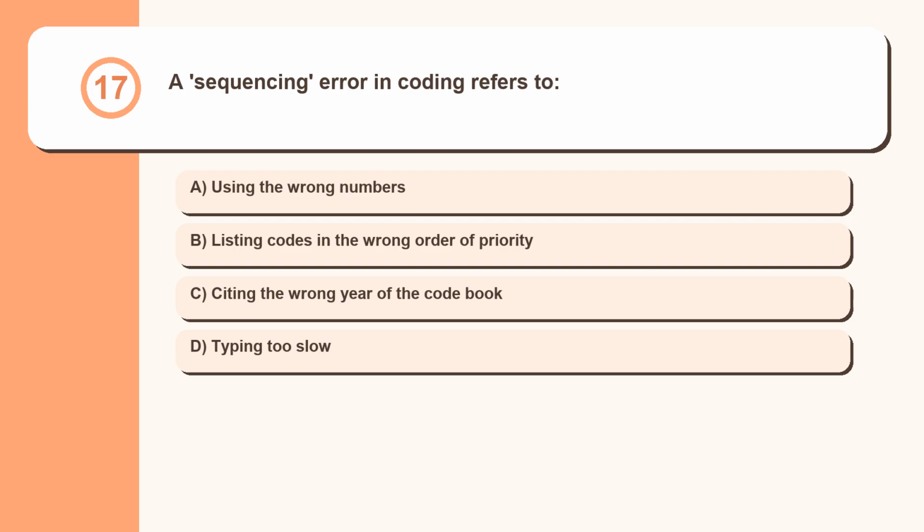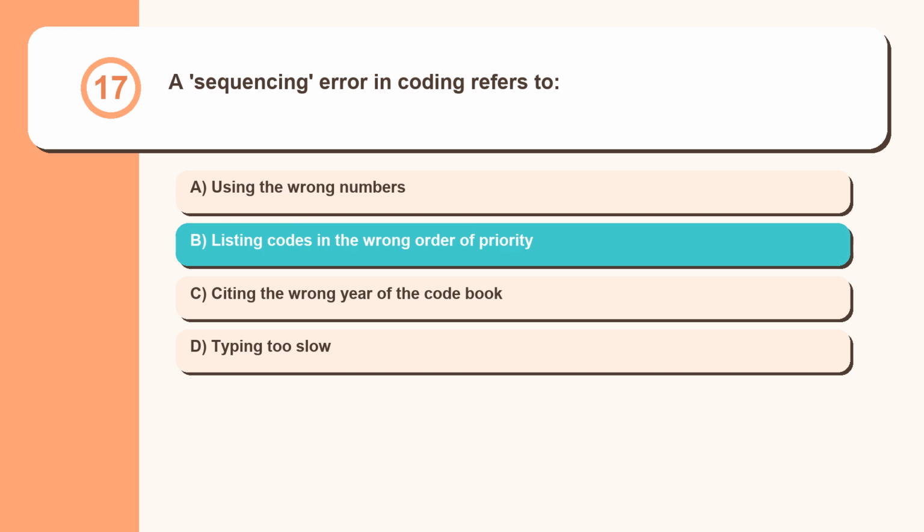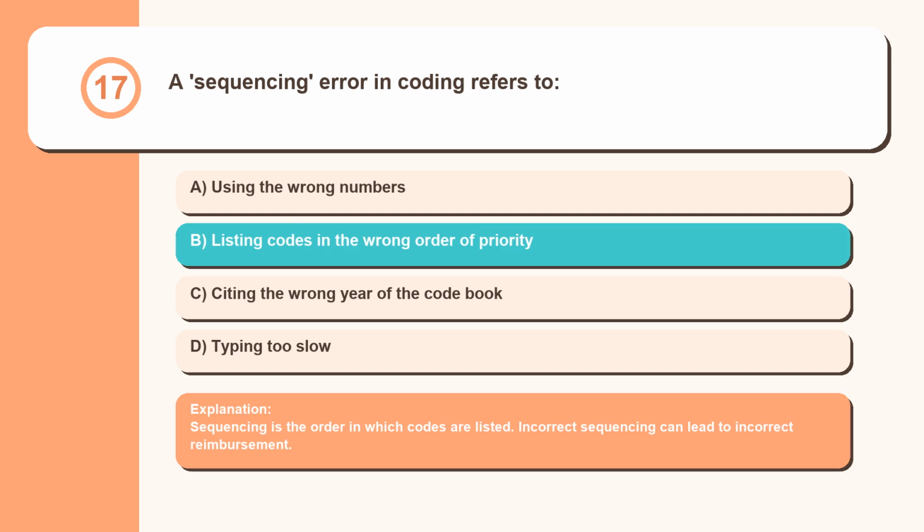Question 17. A sequencing error in coding refers to using the wrong numbers, listing codes in the wrong order of priority, citing the wrong year of the codebook, typing too slow. Sequencing is the order in which codes are listed. Incorrect sequencing can lead to incorrect reimbursement.